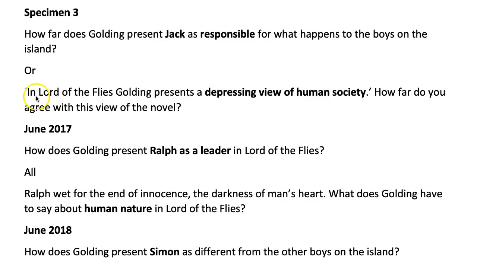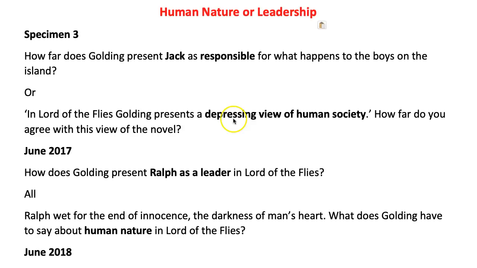The second possibility you had was: in Lord of the Flies, Golding presents a depressing view of human society. How far do you agree with this view of the novel? Well, that's just again a question about human nature, or if you prefer, a question about leadership. It's depressing because we end up giving control to the leaders who are least suited to leadership, because we allow them to exploit our fears and use violence to control us. Yeah, so you can see that every single question comes back to those two ideas.